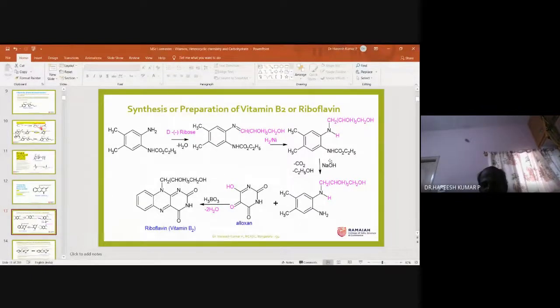You need to remember that when it is treated with NaOH, there will be a cleavage. Cleavage means the ester is converted into acid, and there should be a leaving group, ethanol. The obtained acid on heating undergoes decarboxylation, removal of carbon dioxide, and converts into a free amine. The obtained free amine is treated with alloxan. This is one key intermediate. You just remember this.